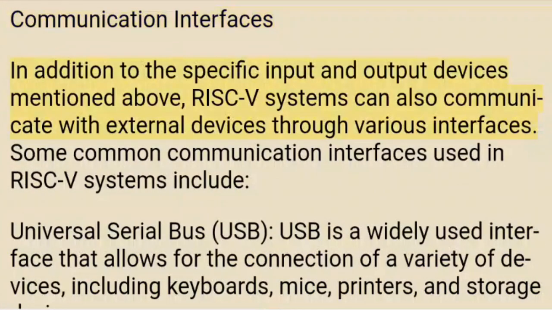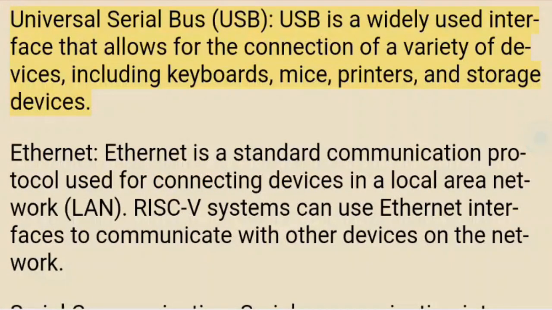Communication interfaces. In addition to the specific input and output devices mentioned above, RISC-V systems can also communicate with external devices through various interfaces. Some common communication interfaces used in RISC-V systems include Universal Serial Bus (USB). USB is a widely used interface that allows for the connection of a variety of devices, including keyboards, mice, printers, and storage devices. Ethernet. Ethernet is a standard communication protocol used for connecting devices in a local area network (LAN). RISC-V systems can use Ethernet interfaces to communicate with other devices on the network.